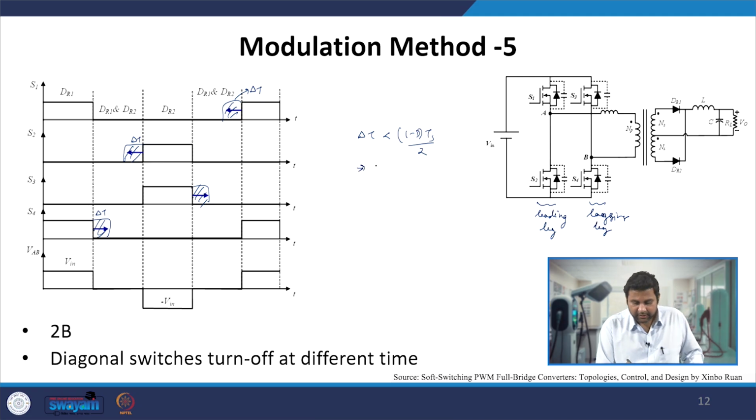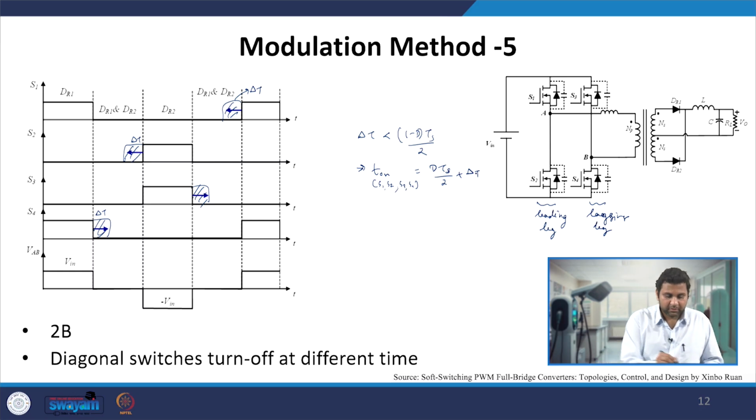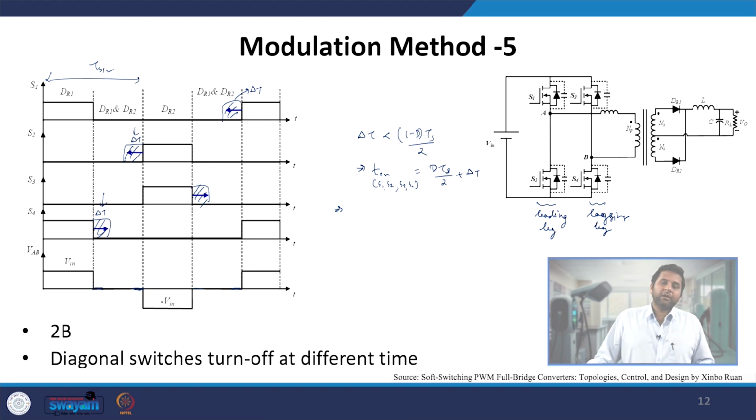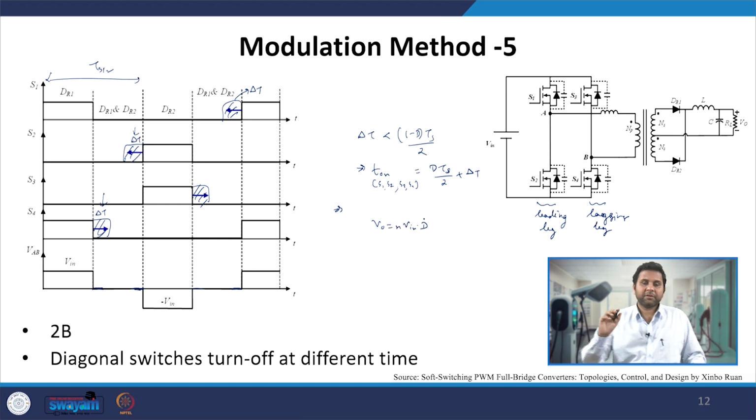That's when we can say that the turn on period of S1, S2, S3, S4 is nothing but dTs by 2 plus delta T, and it is still less than Ts by 2. Here from here to here it is Ts by 2, so it is still less than Ts by 2 period. And during this adjustment period delta T, the VAB voltage is still the same, because the other 3 switches' operation is not changed, only one switch we are changing at one time. So the VAB will still be the same, and the output voltage will still be the same, we are not impacting anything.